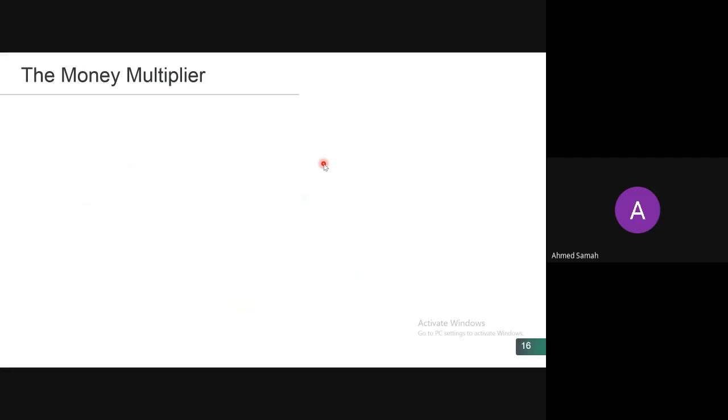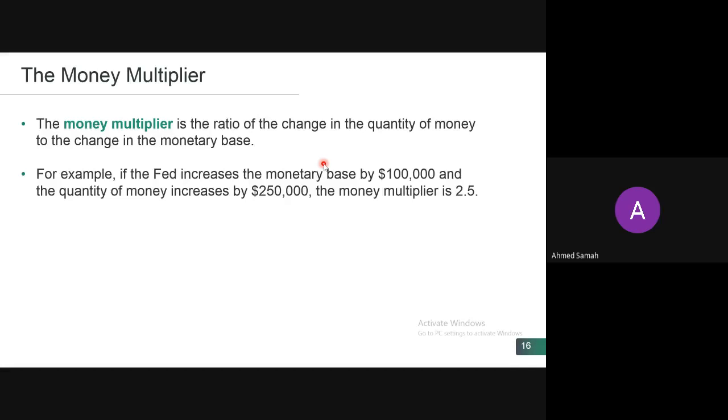So the money multiplier is the ratio of the change in the quantity of money to the change in the monetary base. So for example, if the Fed increases the monetary base by 100,000 and the quantity of money increases by 250,000, then in that case, the money multiplier is 2.5. So 250,000 divided by 100,000, you get the money multiplier.